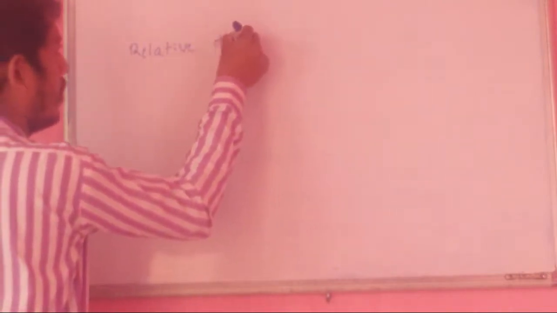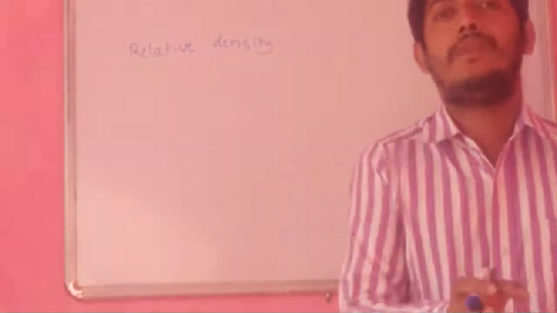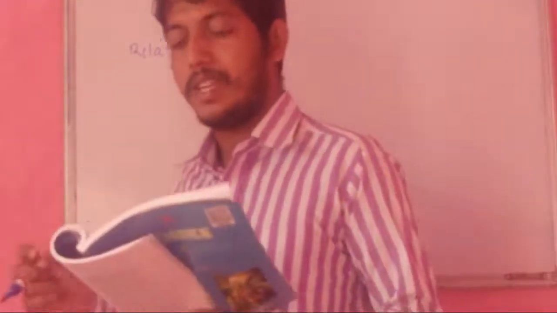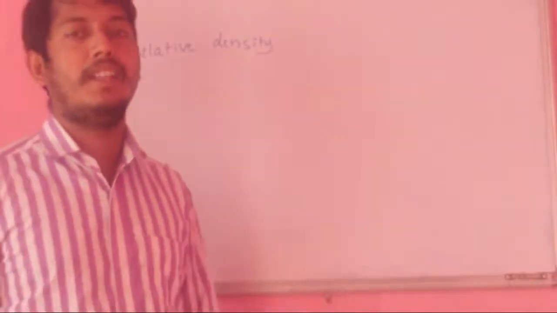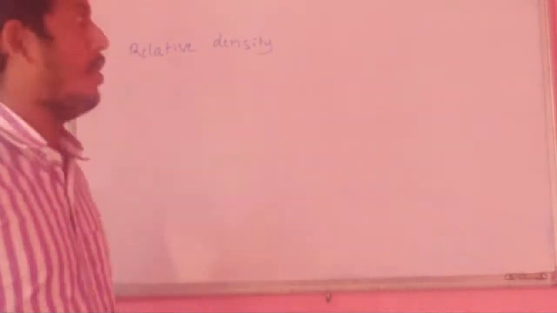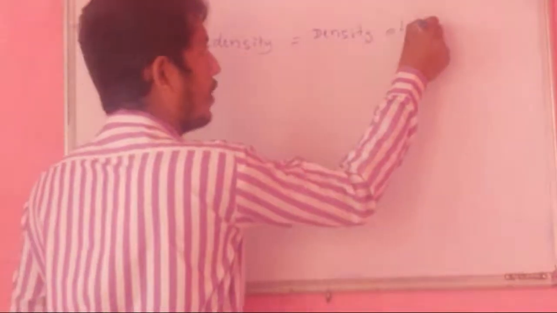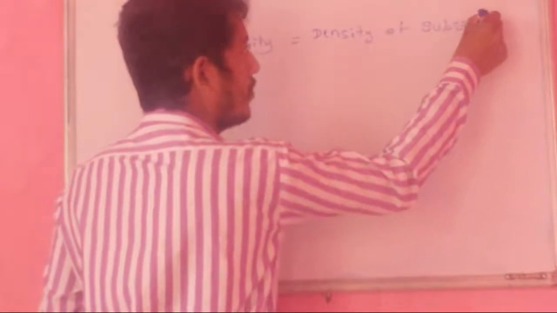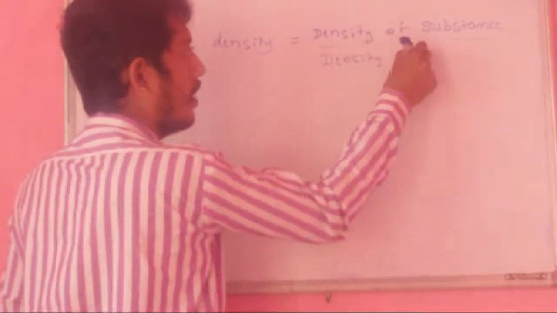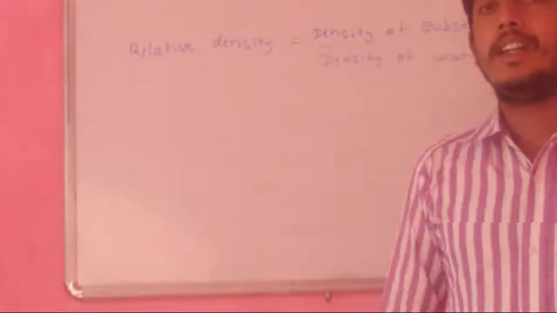Relative density means the density of one substance with reference to the density of another. Relative, one with the other. Here relative density is given as the density of the substance divided by the density of water. So it is given with respect to water. Relative density equals density of substance divided by density of water.